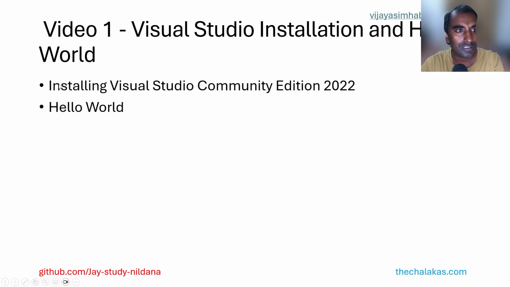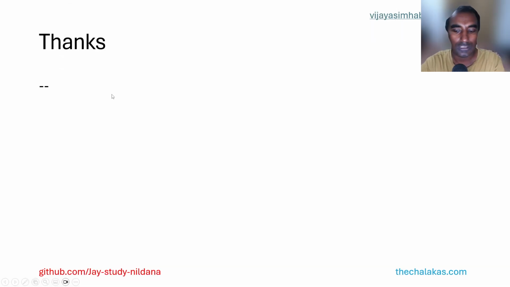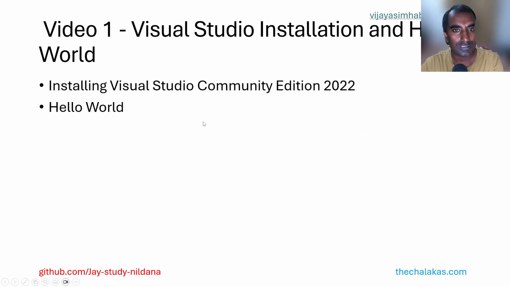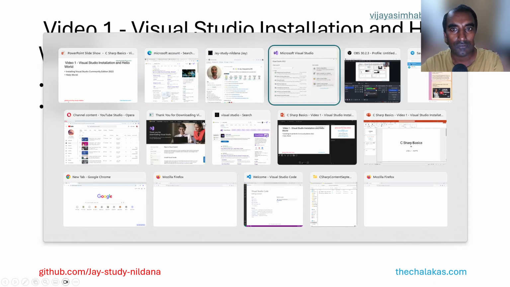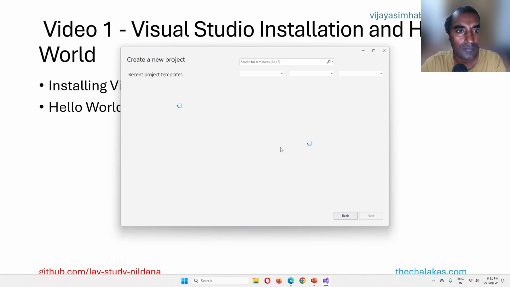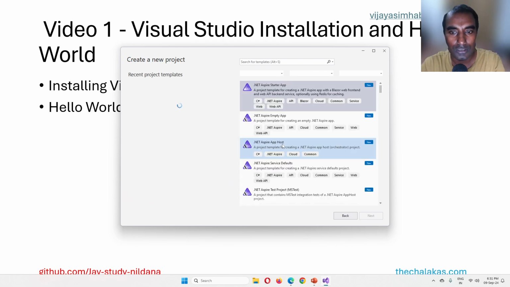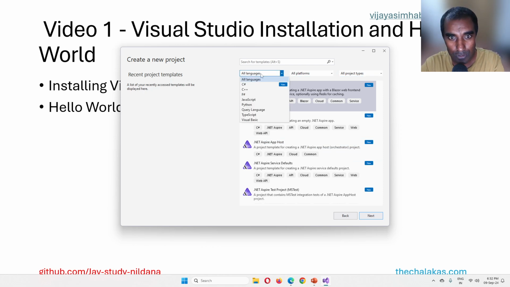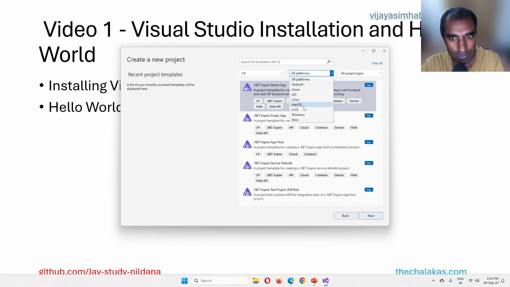Coming back, this step is done. Let's move on to doing the Hello World stuff. Here in Visual Studio, I'm going to say create a new project. There are a lot of project templates here, so it's easy to get lost. What we'll do is use the three drop-downs. Go here and select C Sharp. And I'm on Windows, so I'm going to select Windows.